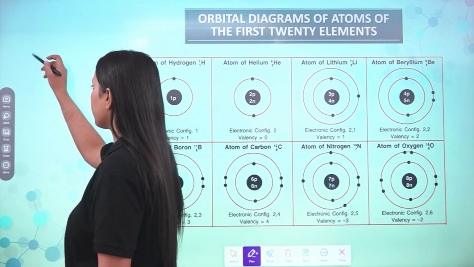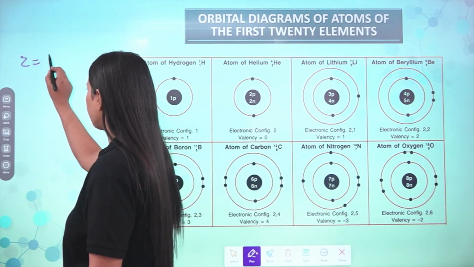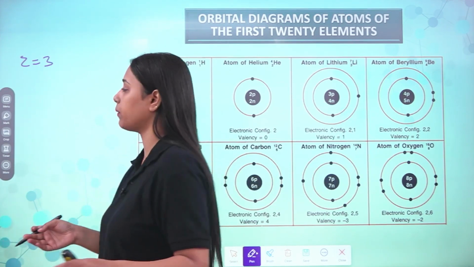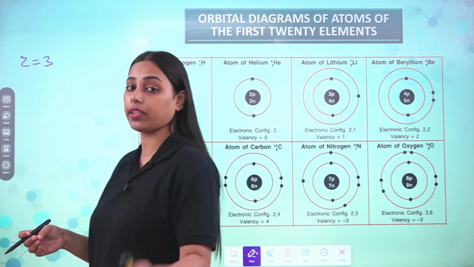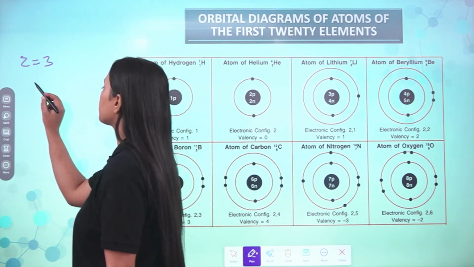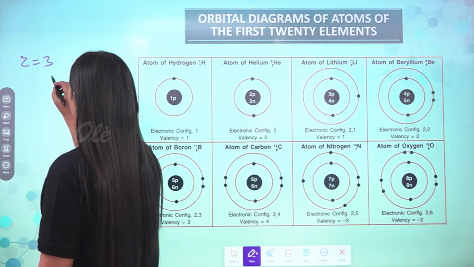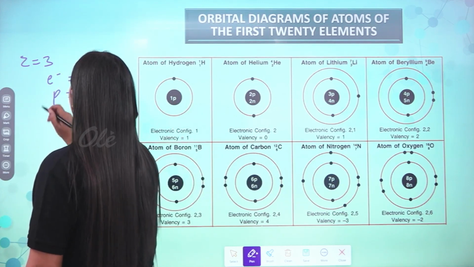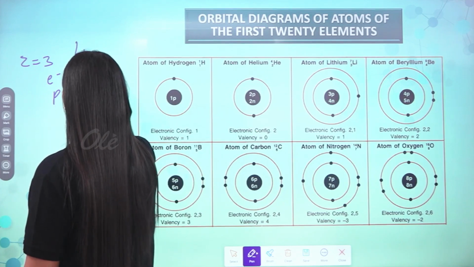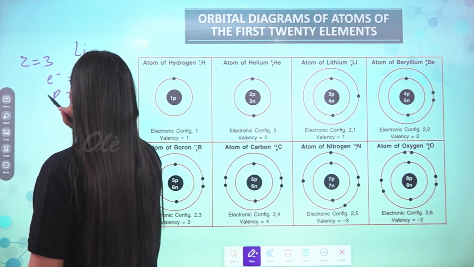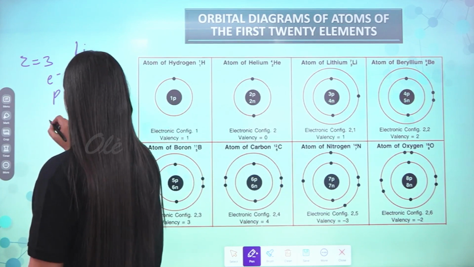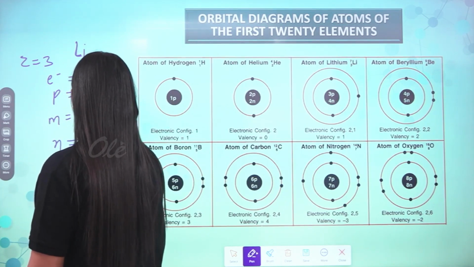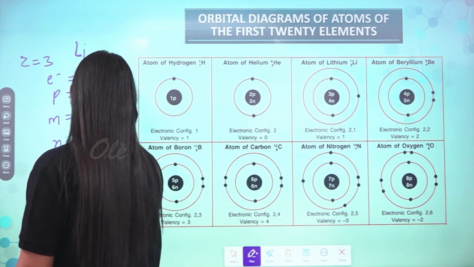For example, we have been given atomic number 3, and it is being asked that we calculate all the information about this atom, that is electrons, protons, neutrons, atomic number and atomic mass. We know atomic number represents the number of electrons and protons. So electrons are also 3, protons are also 3. It is atomic number 3, lithium, and it has mass 7. So the number of neutrons will be 7 minus 3, that is 4.